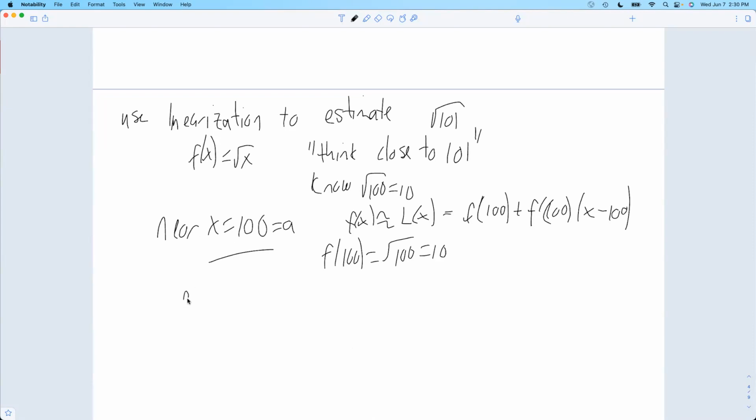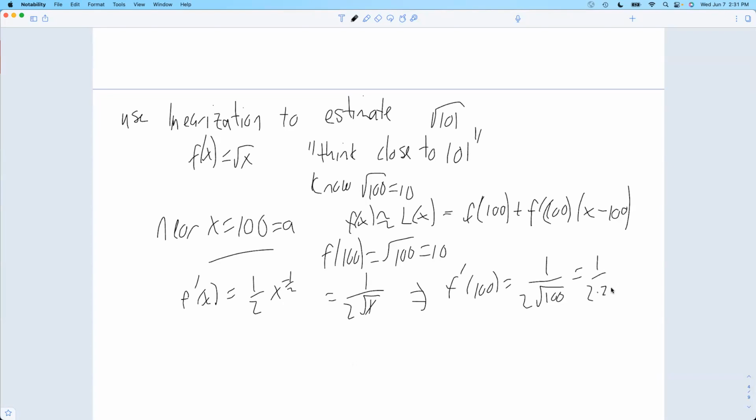Then I need to find the derivative. The derivative of square root of x is 1/2 x to the negative 1/2, or 1/(2 square root of x). You should be able to do that in your head. So that implies the derivative at 100 is 1/(2 square root of 100). That's 1/2 times 10, or 1/20.